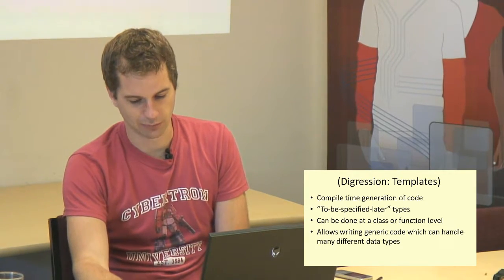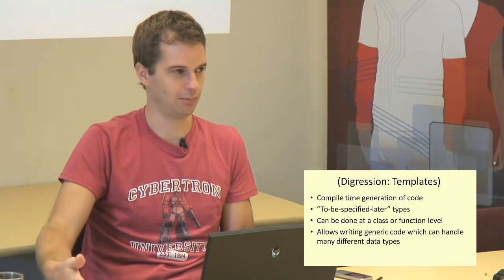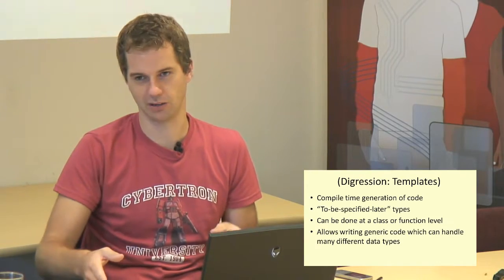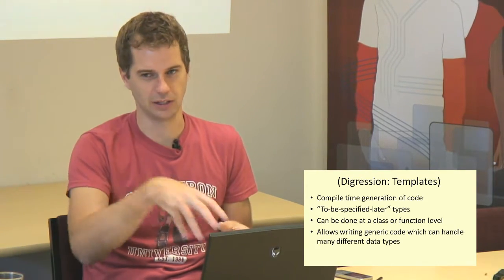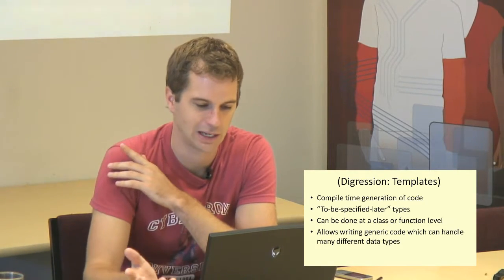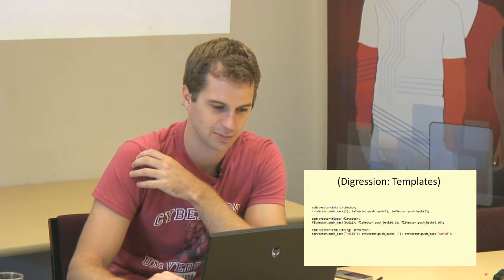There's no way that they could have written the vector data type to support every conceivable object which could ever be created. So instead they use templates, and that way you can actually create a vector which will hold a data type that you've made yourself, and it works fine. So it can be done at a class or function level. So in fact, you can have classes which are data types and stuff.